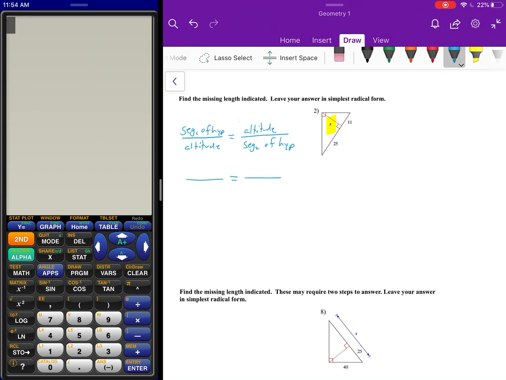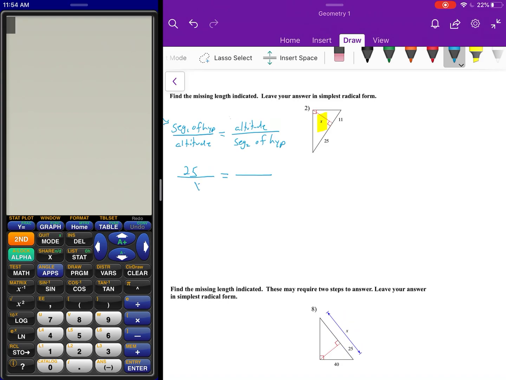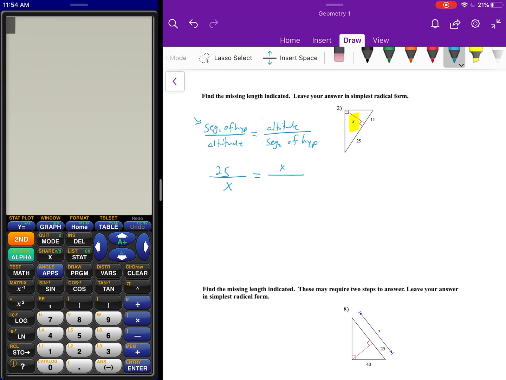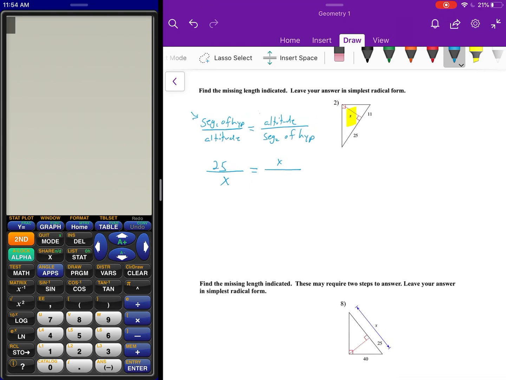We need to find the altitude, so now we just plug in. I make my proportion again and plug in the values. One segment of the hypotenuse is 25. The altitude is x, that goes here and here. And the other segment of the hypotenuse is 11. So we have a proportion. The way that we solve a proportion is cross multiply.